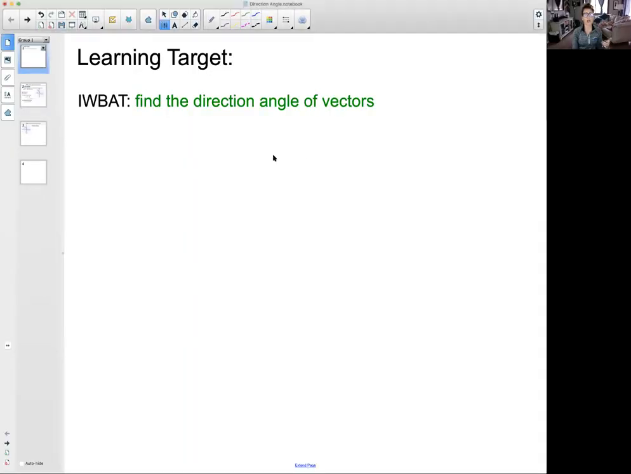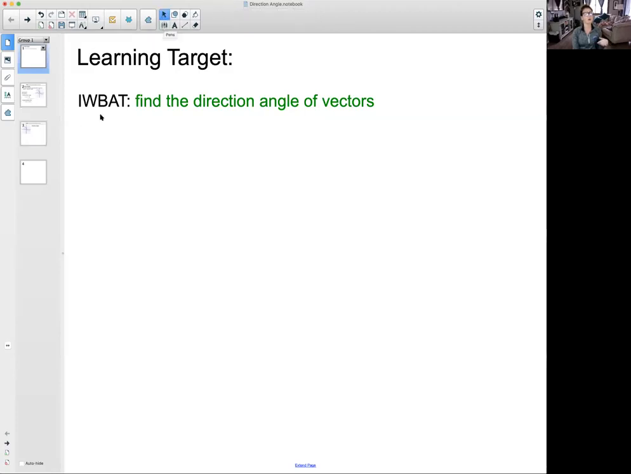In today's video, we are going to continue talking about vectors. We've talked about the fact that a vector is a directed distance. We've talked about the distance being the magnitude or the length of the vector. And today, in this video, I'm going to talk about the direction of the angle or the direction of the vector.